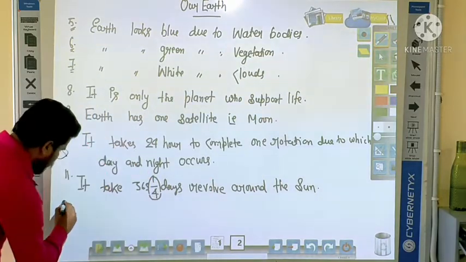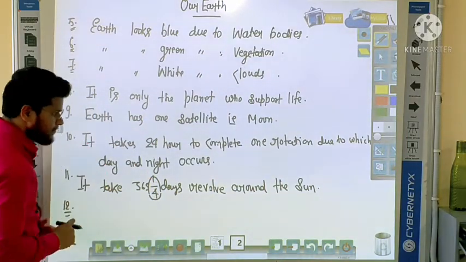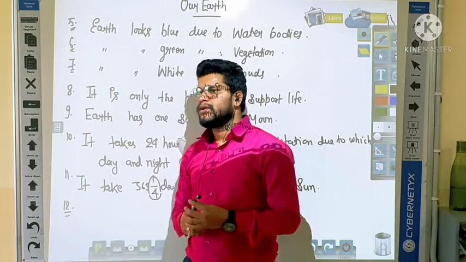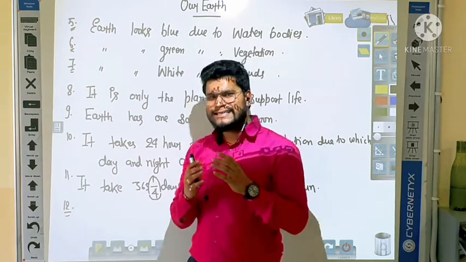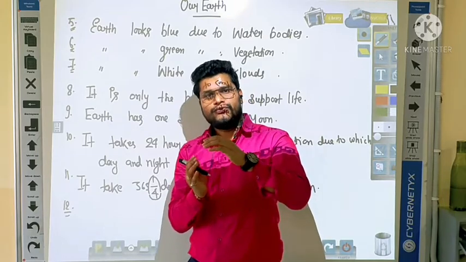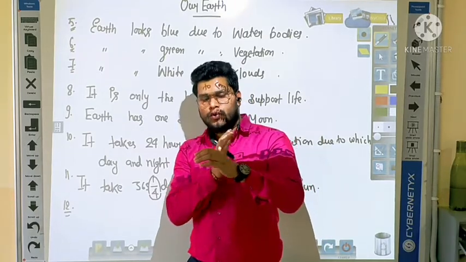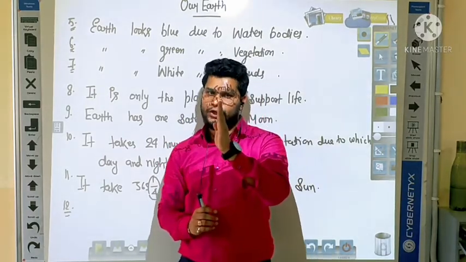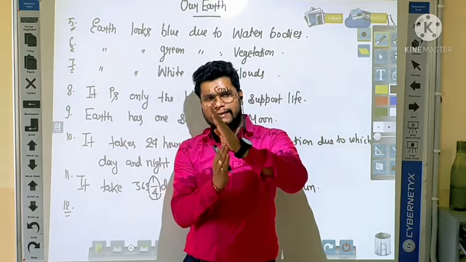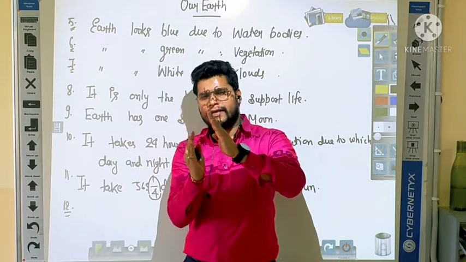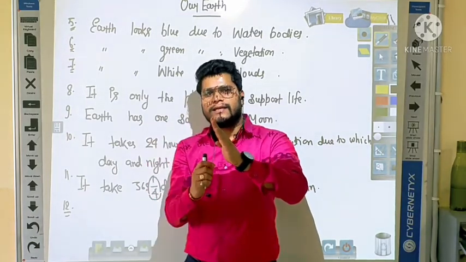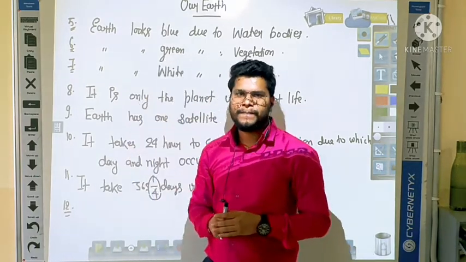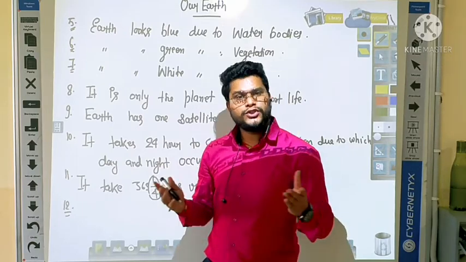Now this is the last fact about our Earth. Seasons are changing on the Earth due to its tilt from its axis of rotation. It means Earth is not perpendicular. Earth is tilted on one side, so that seasons change easily. It means due to tilt we enjoy seasons.